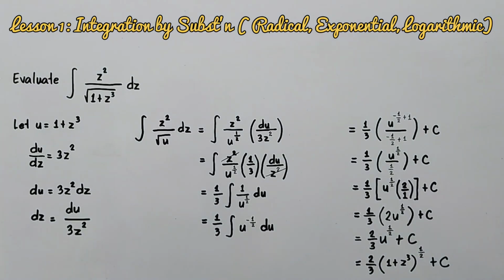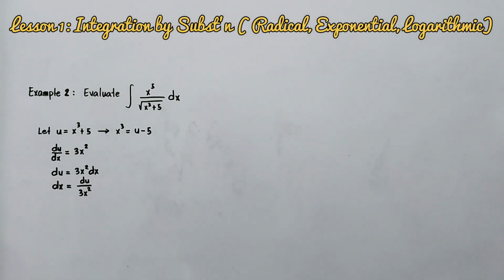In this example, the process is not quite long because we were able to cancel directly the z squared. How about if the derivative of the function does not occur in the integrand? How do we apply the substitution method? Let us now consider the next example. In this given, if we follow the same procedure as in example number 1, we cannot easily cancel some variables.